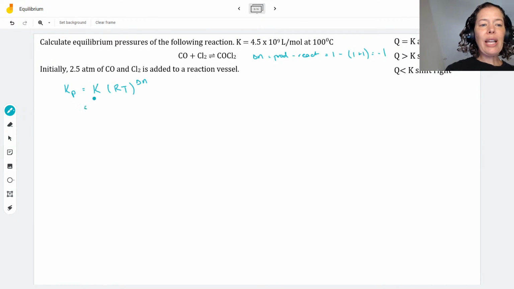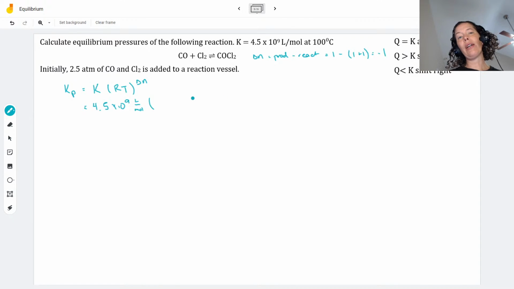All right, so we already have our K. That's 4.5 times 10 to the 9th liter per mole. We are going to multiply by R. Now you want to be careful of your units here. So I'm going to choose a value for R that has liters and atmospheres, because you can see I want to go to atmosphere, and it's also going to have mole. Now that is going to give me a mole K, which means for my temperature, I am going to have to convert to Kelvin.